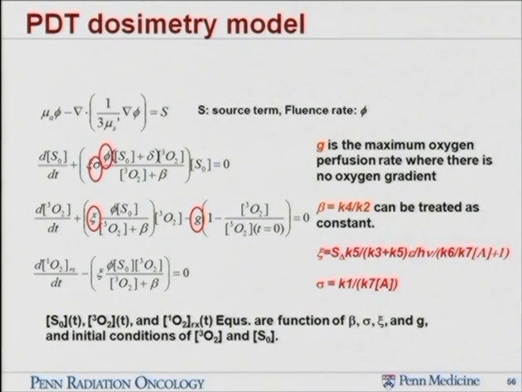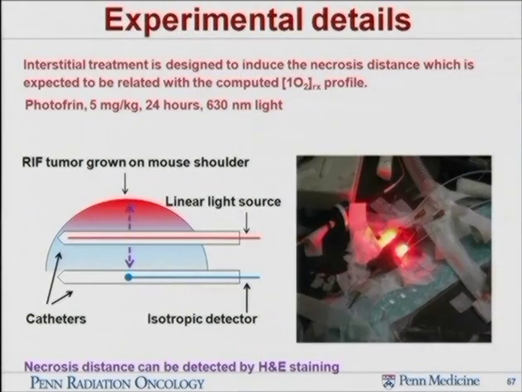So 1, 2, 3, 4. If we can determine these 4 parameters, and these parameters are ratios of interaction times, okay? I'm not getting into details. We just have to determine these 4 parameters. We are currently doing some mouse studies using a linear source interstitially, which will allow us to determine the necrosis depths in a mouse model.